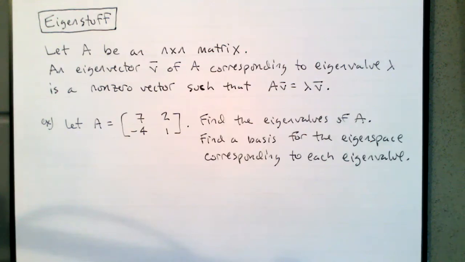What vectors just stretch or squish under multiplication by the matrix A? So let's look at this in the traditional way. We're going to start with a 2 by 2 matrix. Then we're going to start by finding the eigenvalues of A, and then use the eigenvalues to find a basis for each eigenspace. That is, find an eigenvector for each of those eigenvalues.